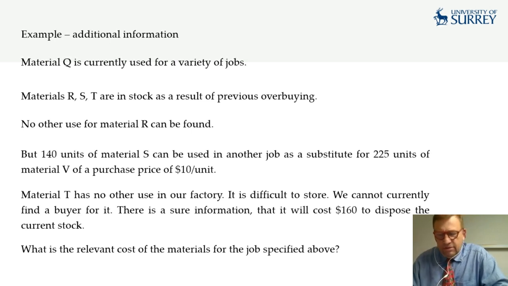It becomes sort of complicated. And then, if it's not complicated enough, we have another piece of information: material T has no other use in our factory. It is very difficult to store in our inventory, in our stock. And as a matter of fact, currently we are not able to find a buyer for it. And this is sure information.